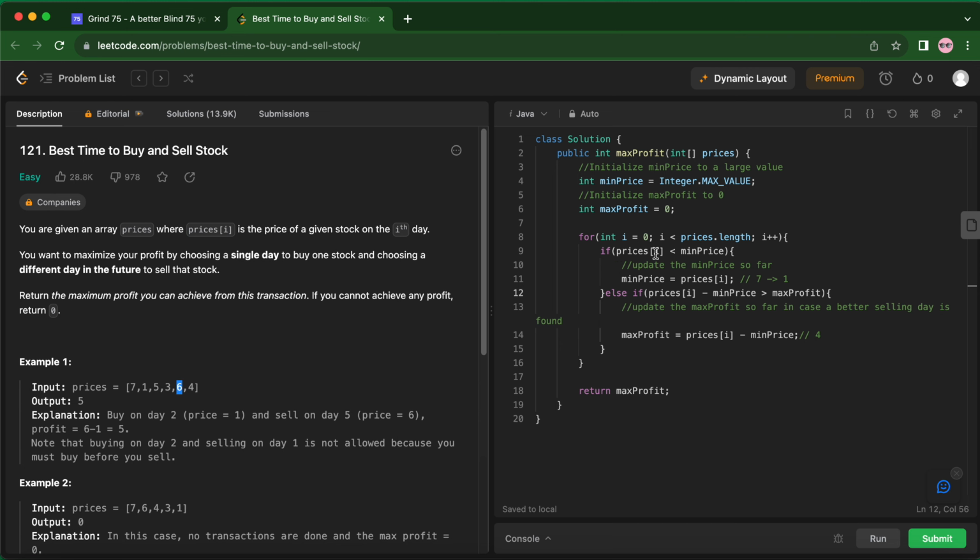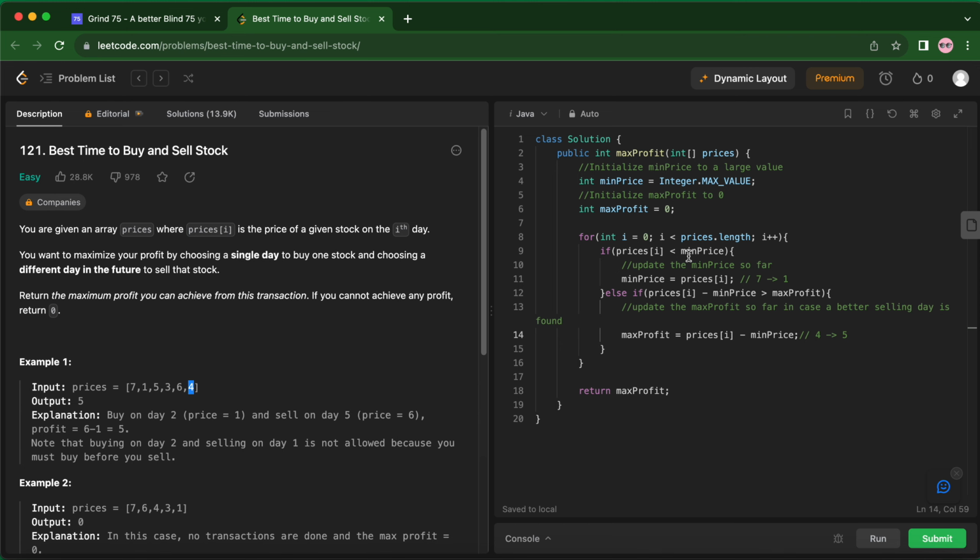If prices of I, that is 6, less than min price? No, right? Again, else if prices of I, that is 6 minus min price 1, so I had bought it at 1. What if I sell it at 6? Is it bigger than the profit found so far? So prices of I 6 minus 1, which is 5. Is it greater than max profit, which is 4? Yes, 6 minus 1 is 5, 5 is greater than 4, so it enters this loop, and max profit is updated as prices of I, which is 6 minus min price, which is 1, 6 minus 1, and it transforms to max profit as 5. Then again I plus plus, I reaches 4.